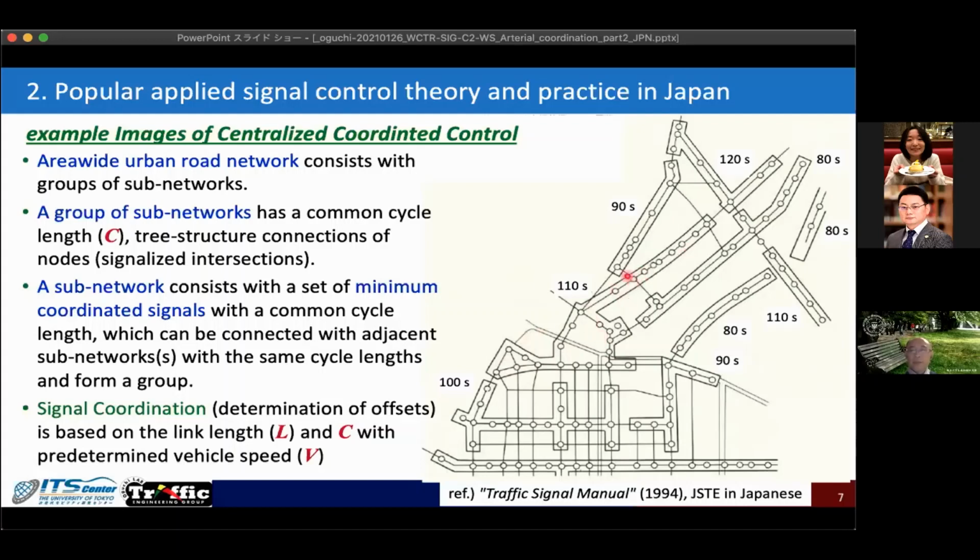When you look at intersections having one link connected with a different subnet, we don't consider anything for coordination between those two signals. That's the practice in Japan. As you may understand, if you are a specialist, the link length is one parameter to set the coordination offset value, signal timing is also important, and the vehicle speed should be determined.